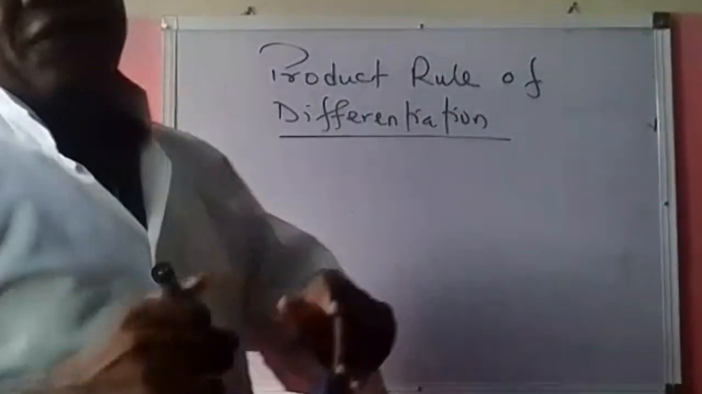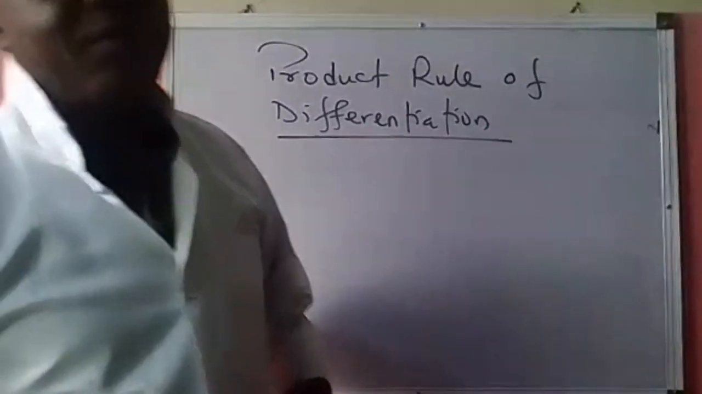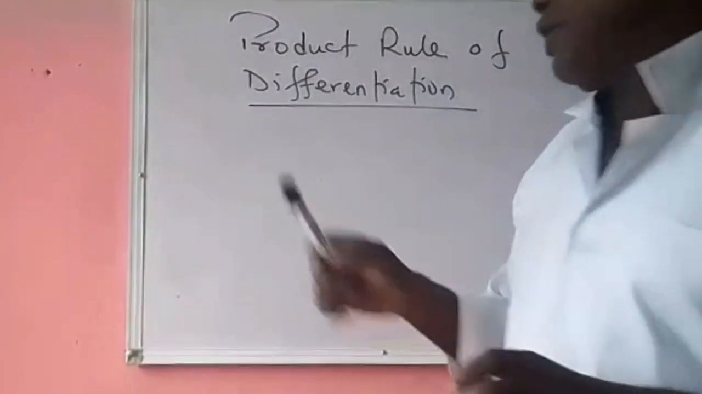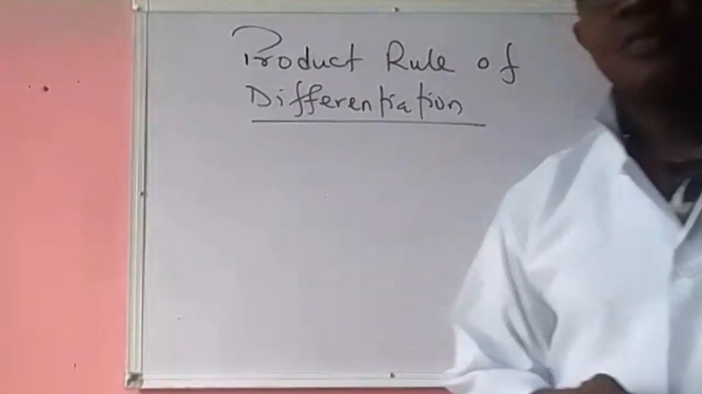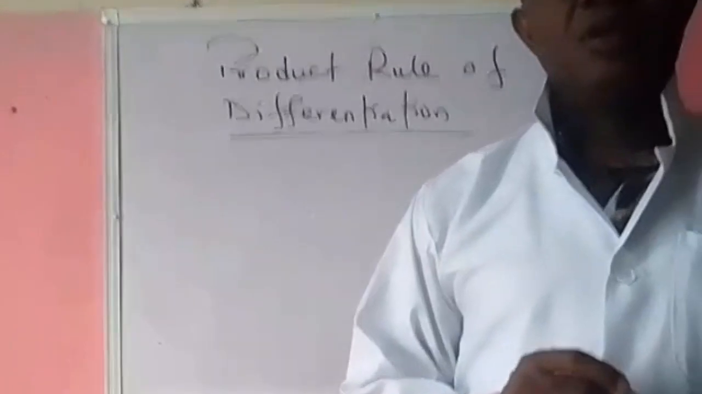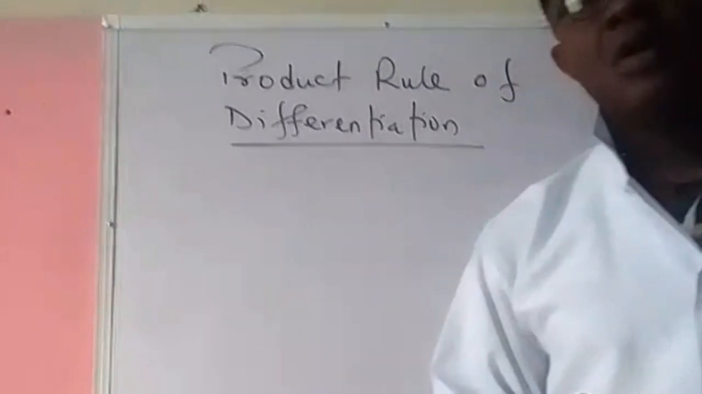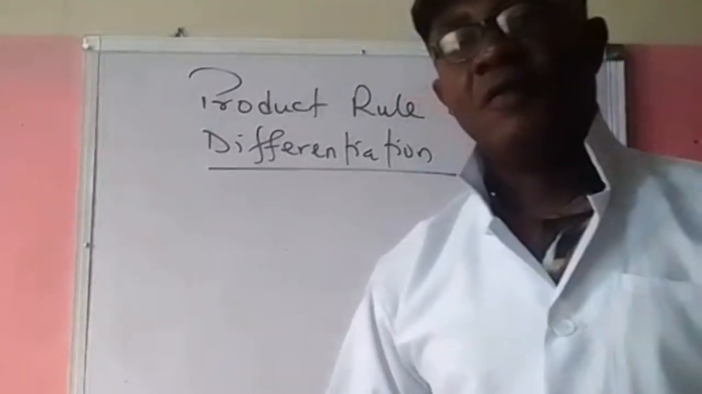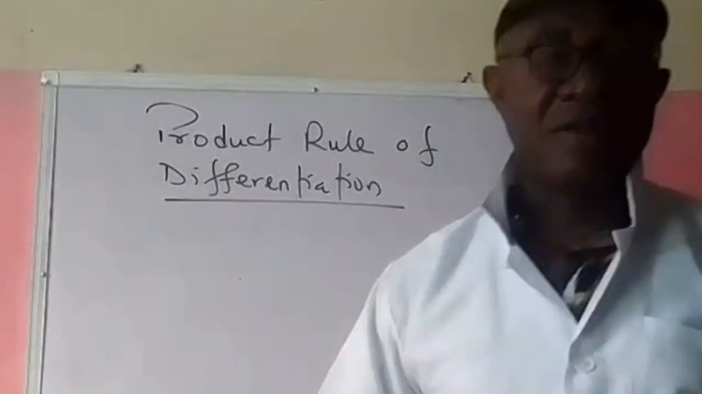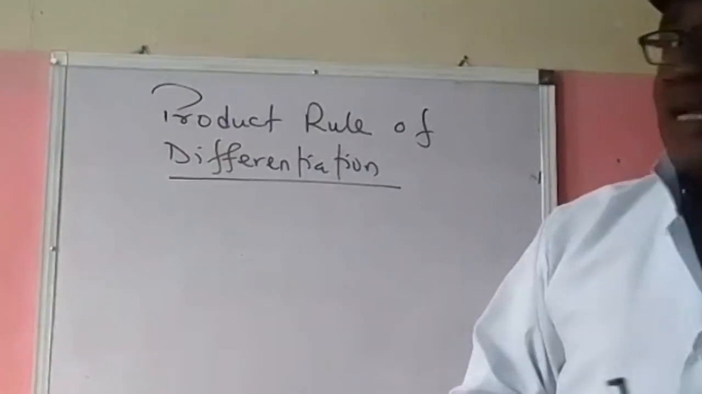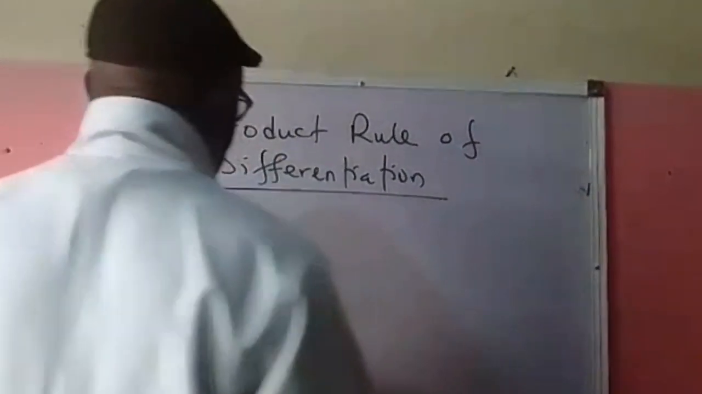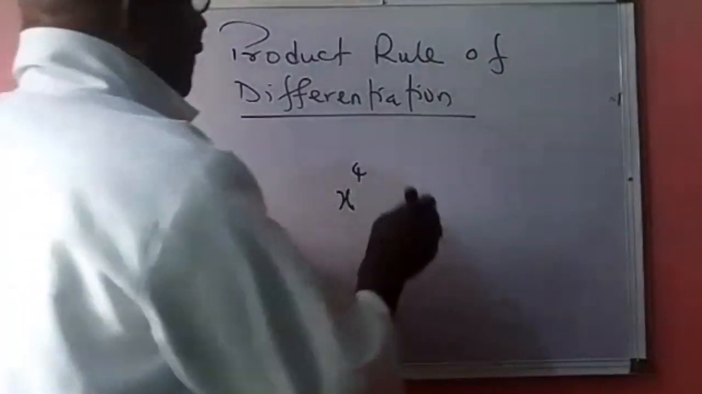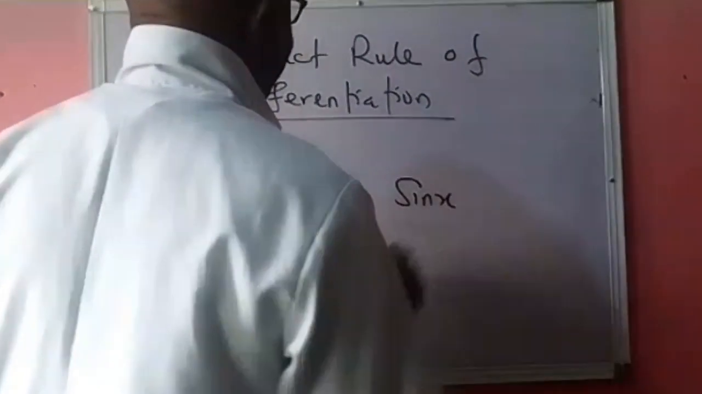Now, we must first understand what is meant by product of two functions or three functions before we dive into the product rule. The product of two functions is when one function is multiplying another. Take for example, if the first function is x to the power 4 and the second function is sine x.